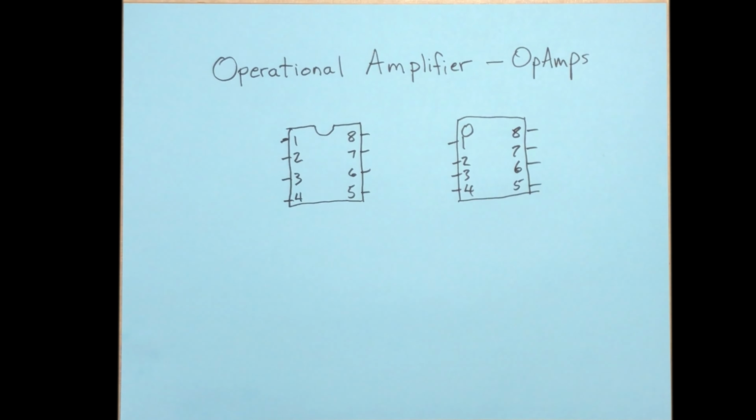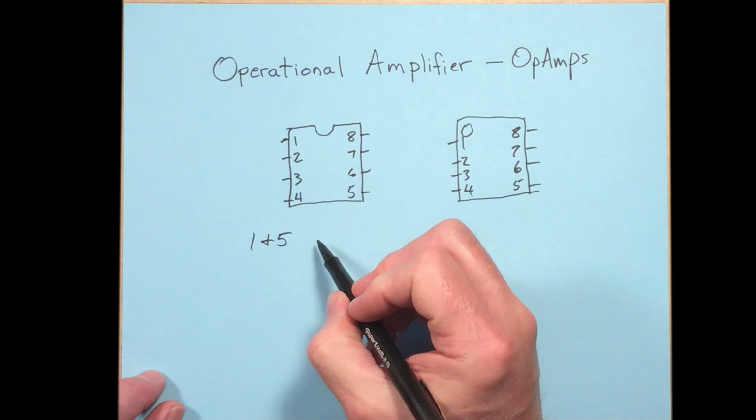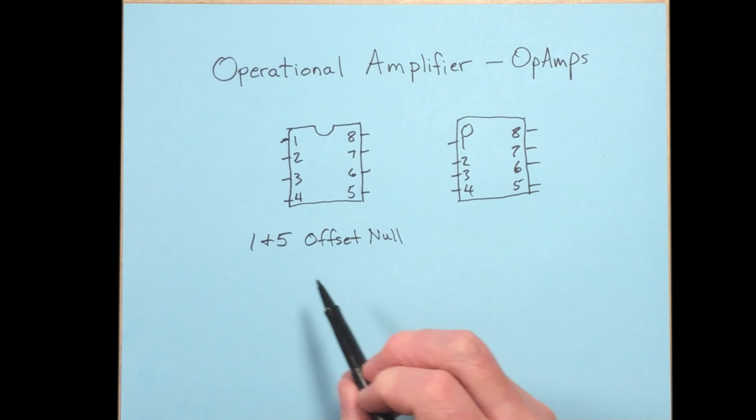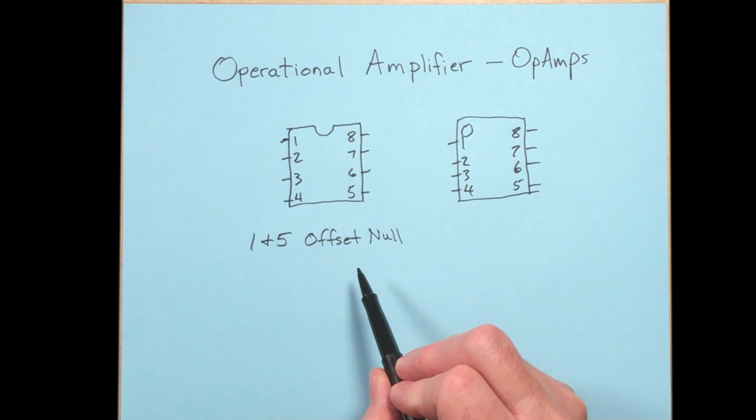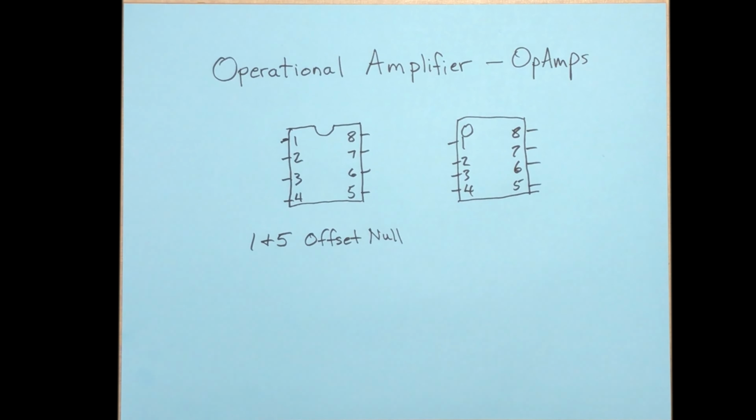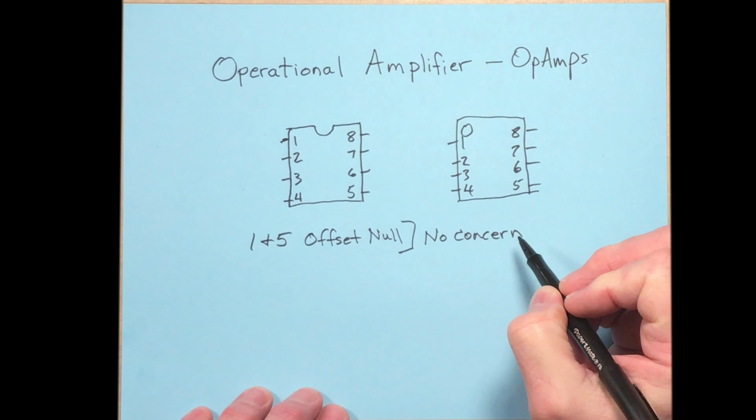All right, now these pins have different purposes, like I said. For our purposes in this class, some of the pins matter and some of the pins don't matter. For example, pins 1 and 5 are the offset null pins. Now, if you were actually going to build one of these circuits, then the function of these pins may matter. But for the purposes of solving a circuit in this class, those pins aren't going to play a role. So we'll just say that these are no concern.